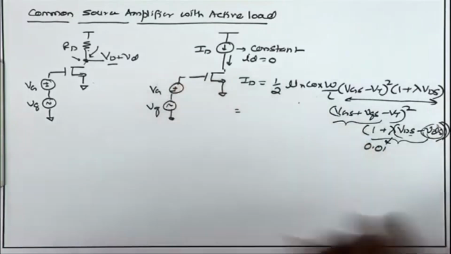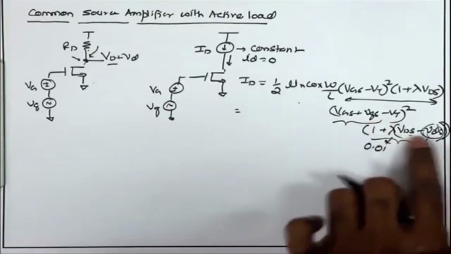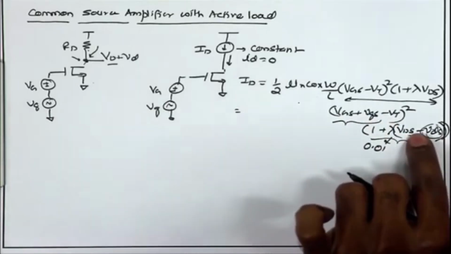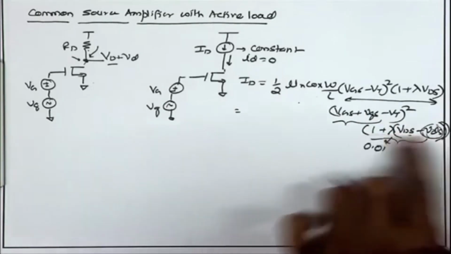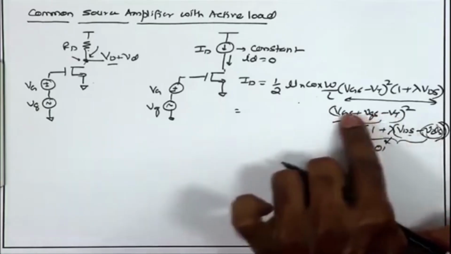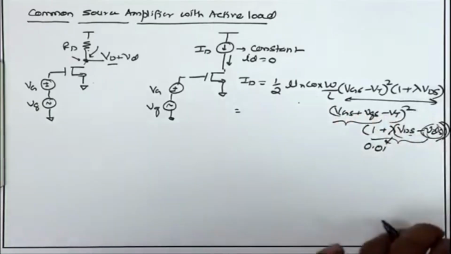So, when we are trying to reduce VGS, the same thing will happen, this first term is reducing, and I need a large increase in VDS, so that the increase in the second term compensates for the reduction in the first term.